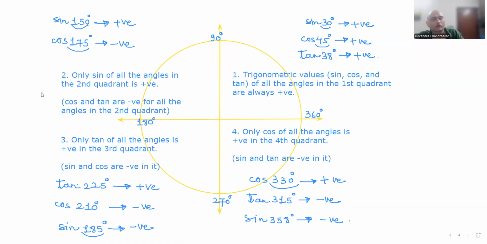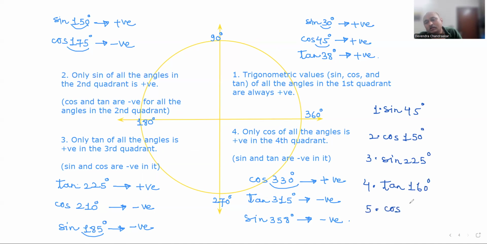Okay. So for all of you, I have a few questions. Just answer this and then you can note it. You just have to mention what is the nature of it, positive or negative. First is sine 45 degrees. Second, cos 150 degrees. Third is sine 225 degrees. Fourth is tan 160 degrees. Fifth is cos 320 degrees. Just mention positive or negative sequence wise in the comment window.